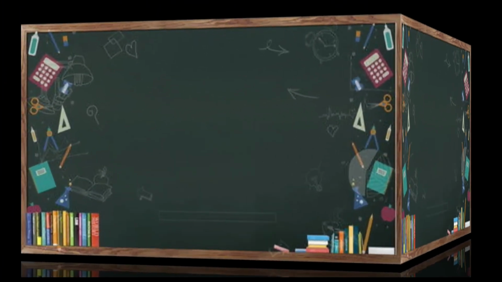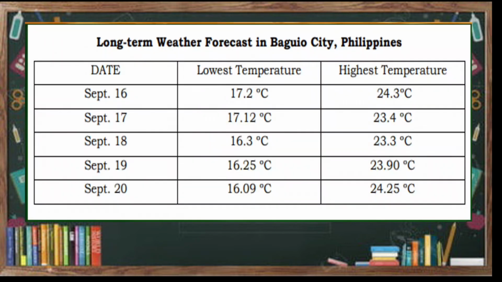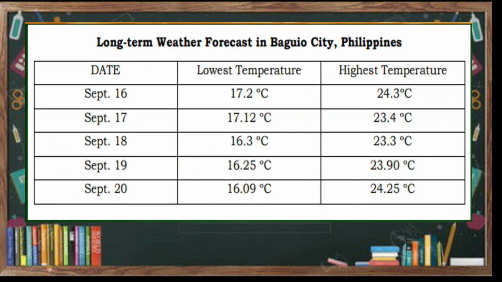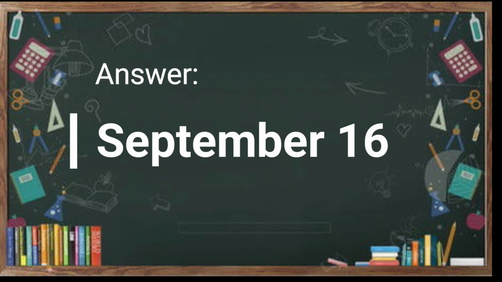Okay, so now let's answer the following questions. Look at the table. On what date has the lowest temperature? What's your answer? Perfect. The answer is September 20. Next, on what date has the highest temperature? Great. The answer is September 16.